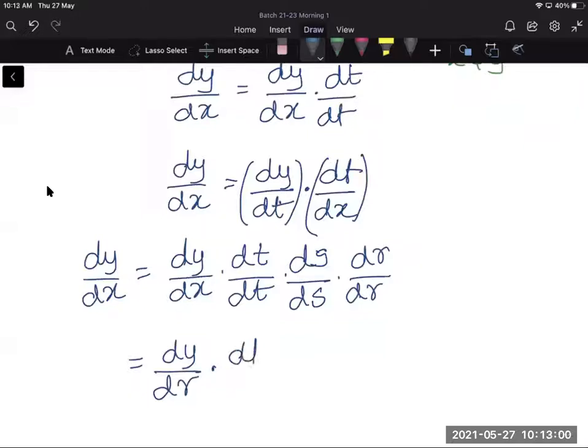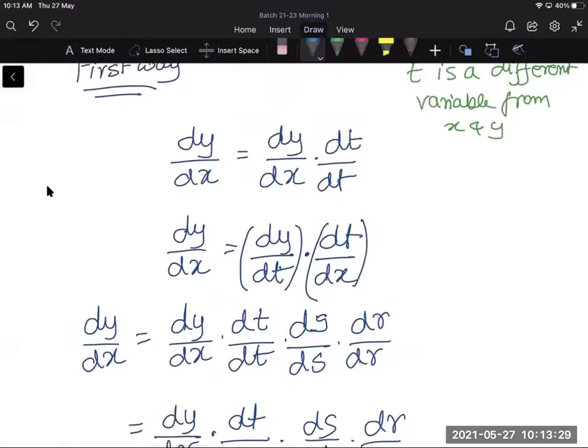So why can only the denominators be exchanged? Why can't we exchange numerators? You can exchange the numerators as well, no problem. I am not doing it, but you can. So dt by ds into ds by dt into dr by dy. That is why it is called the chain rule. You can add links of the chain.